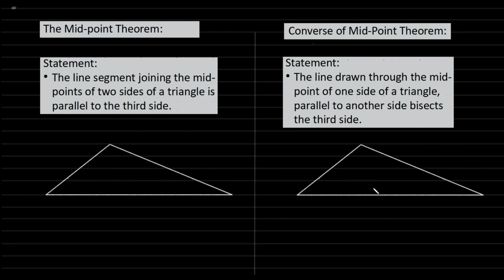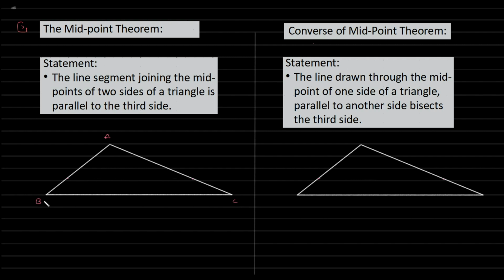Midpoint theorem. So what is the theorem talking about? The line segment joining the midpoints of two sides of a triangle is parallel to the third side. So let me explain with an example.